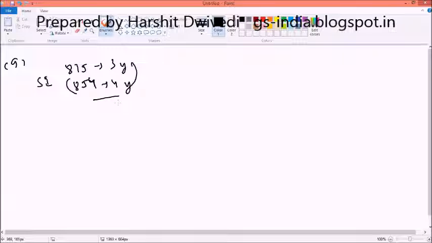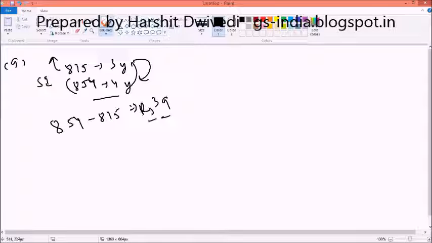Obviously the base amount for calculating the simple interest would have been the principal, which would have been 3 years back from this 815 amount, because this 815 has become after 3 years and this 854 has become after 4 years. Now there is a gap of 1 year between these two. So if we subtract 815 from 854, we get 39 rupees, and this 39 rupees is the simple interest for 1 year.